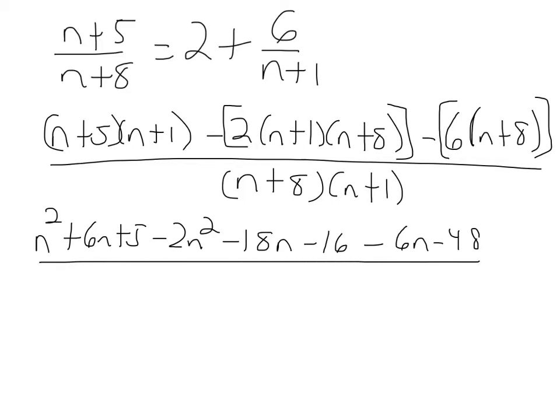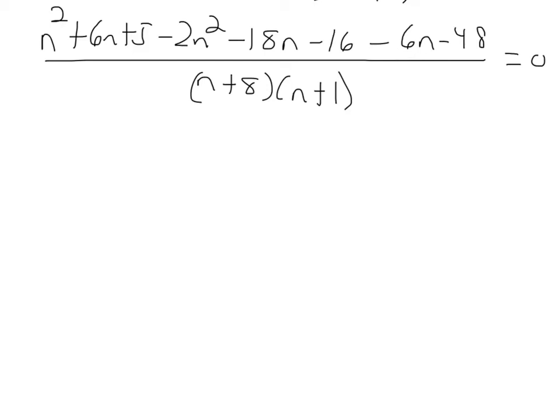Remember, we moved everything to one side, so it's going to be equal to 0 over n plus 8 and n plus 1. Then what we need to do is simplify everything in the numerator and then set the numerator equal to 0.